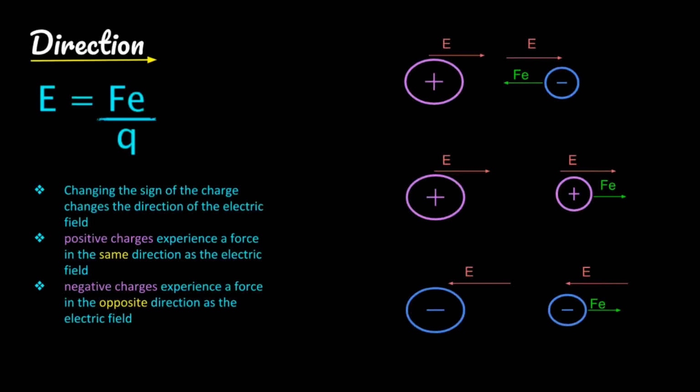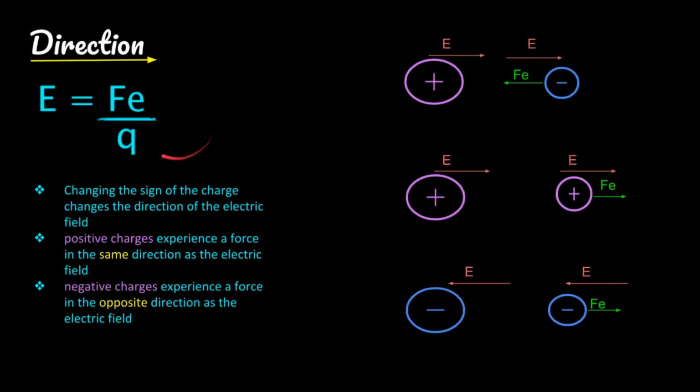So direction is kind of important. The same equation as the last slide is even more vital on this slide. Changing the sign of the charge changes the direction of the electric field. What do I mean by that? We don't even have to look at the diagrams. We can just look at the equation. Like I said earlier, the electric field is equal to the electric force divided by the Q of the charge. That's shown over here. Same as the last slide.